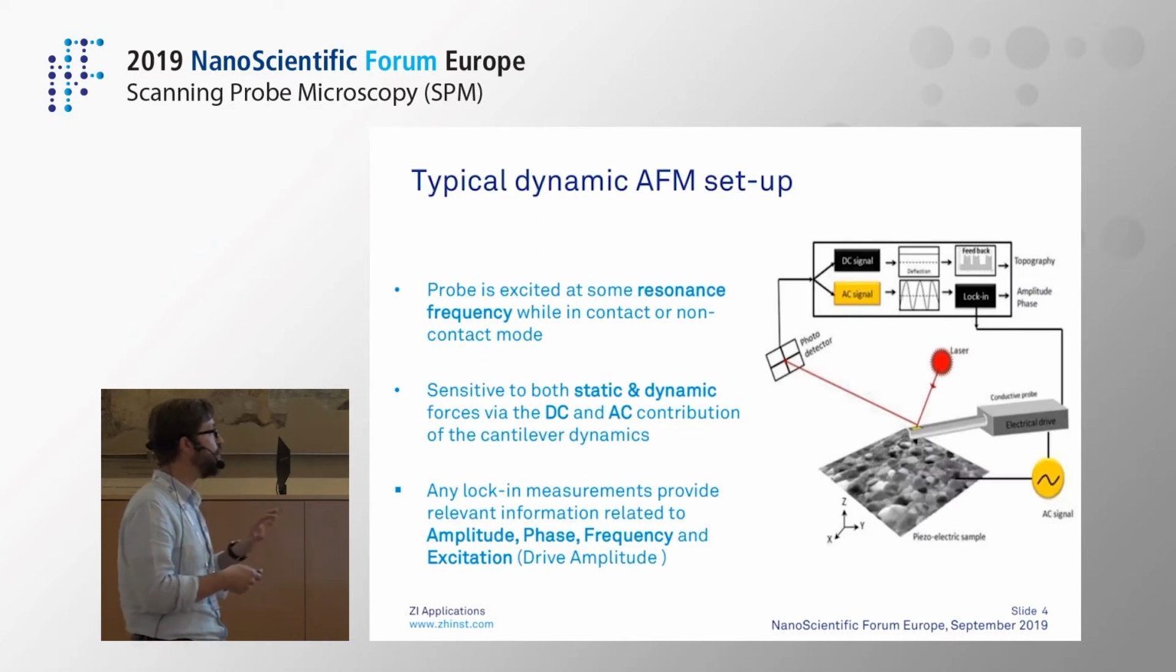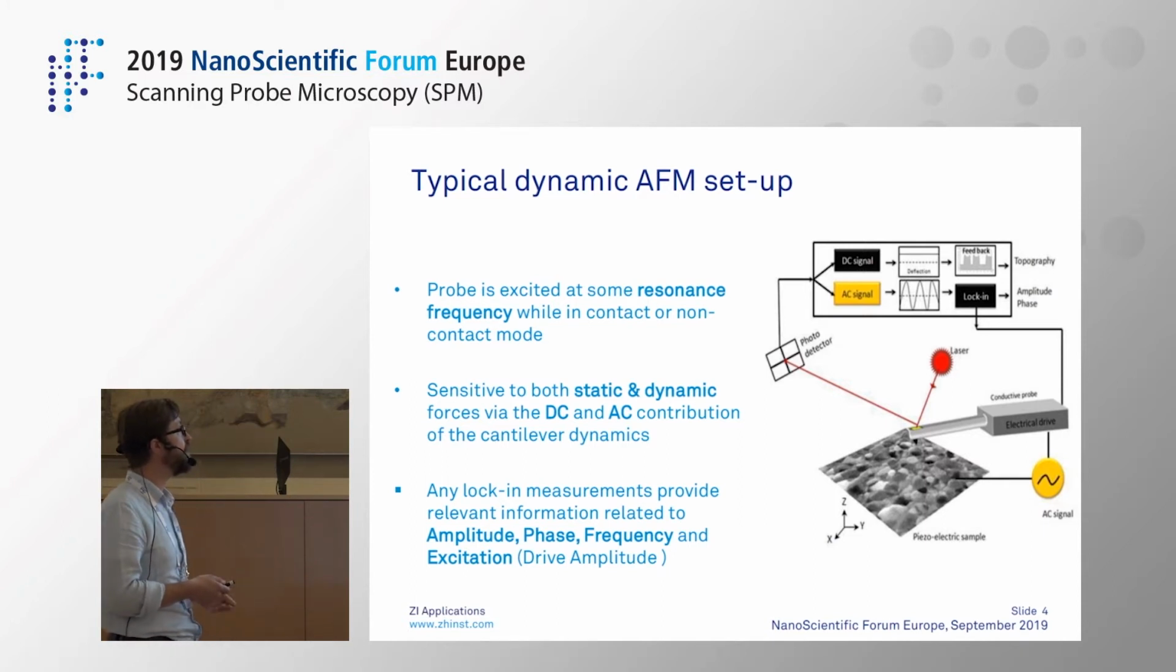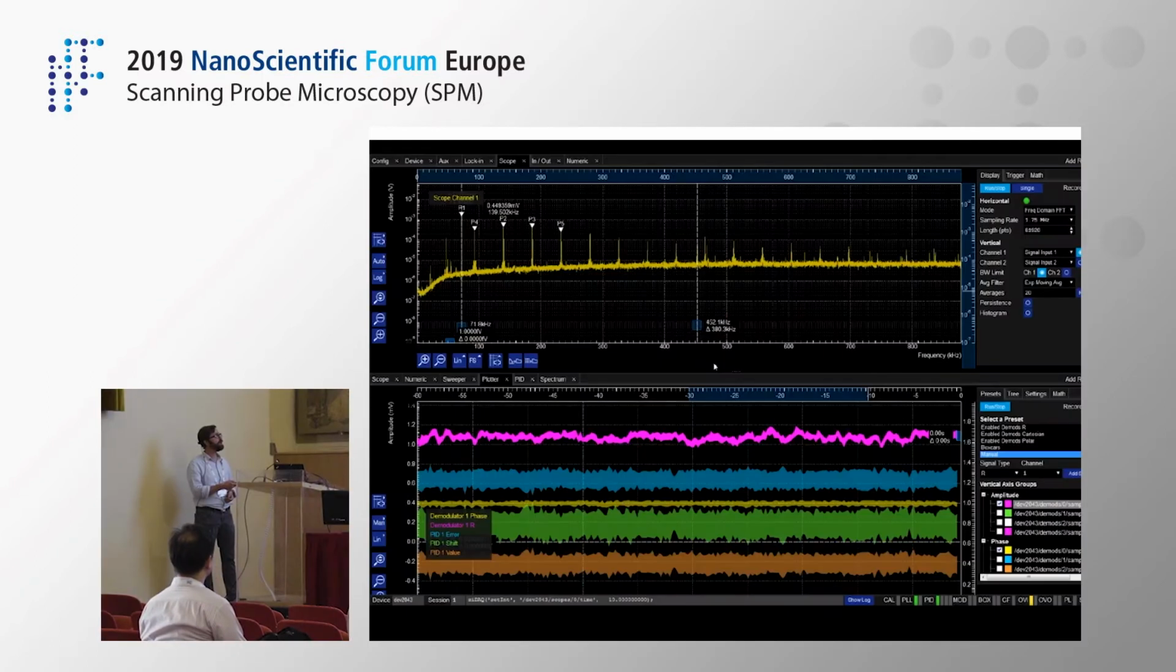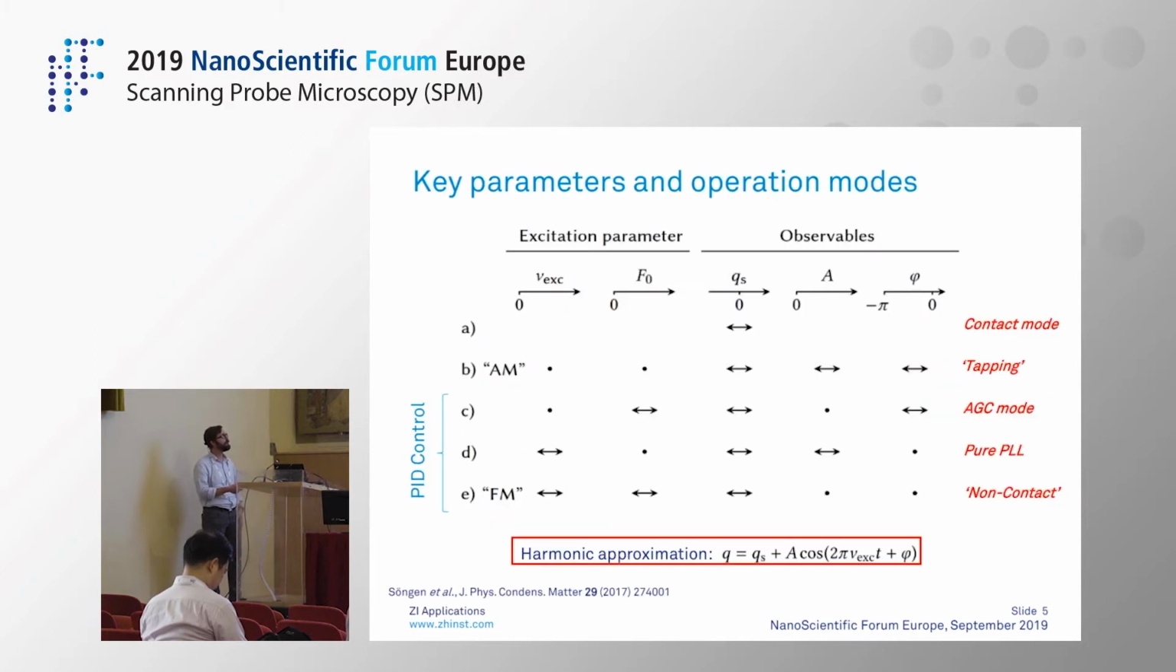But let's just look at an overview of AFM. It's basically a mechanical amplifier where you can get both a DC and an AC contribution, and because it behaves like a very nice sinusoidal or harmonic oscillator, lock-in works quite well. Then you have all the information that you need, which is the amplitude and the phase, and you have a fixed frequency and excitation. That's the way to look at the AFM for a single frequency.